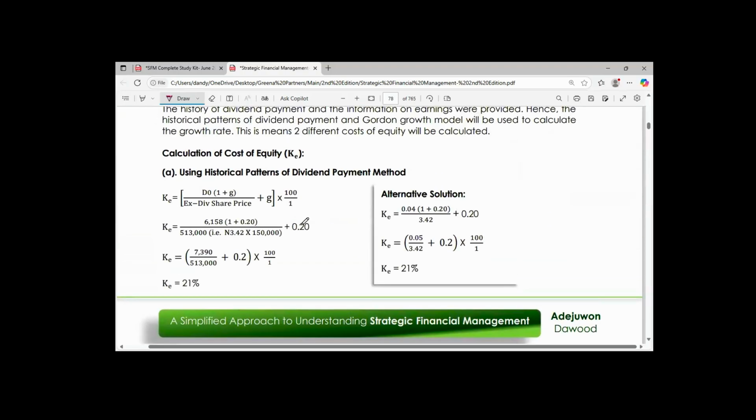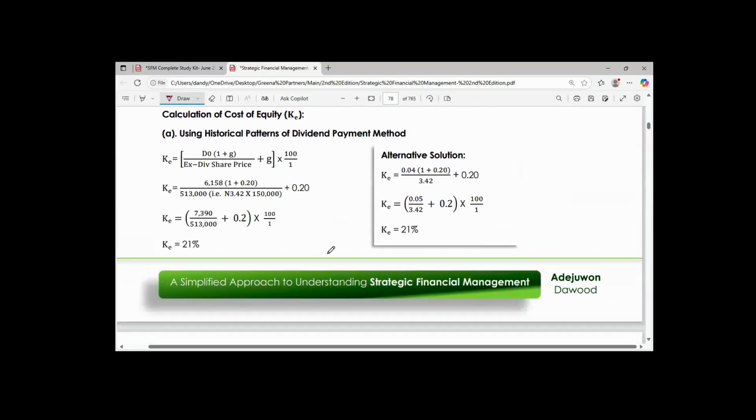So let's calculate the cost of equity. Because there's growth, the formula we are going to use to calculate cost of equity is current dividend multiplied by 1 plus the growth rate, divided by the share price, then plus the growth rate, all multiplied by 100%. We have used this formula earlier today. Because we are using the historical pattern of dividend payment, the growth rate we computed for it is 20%.